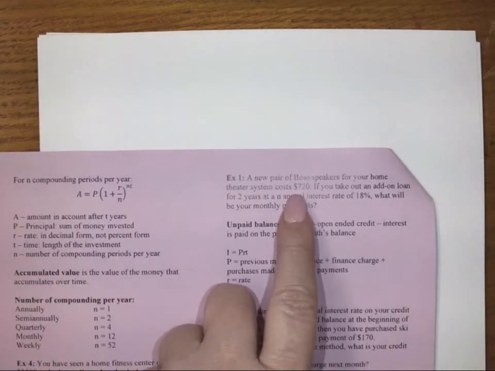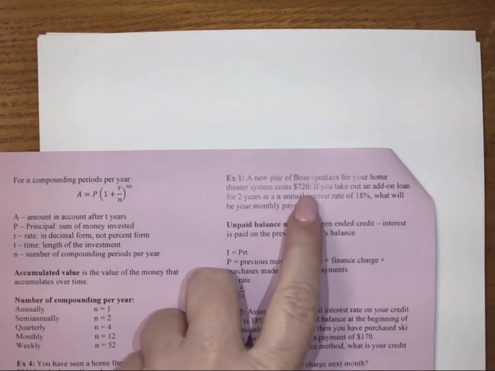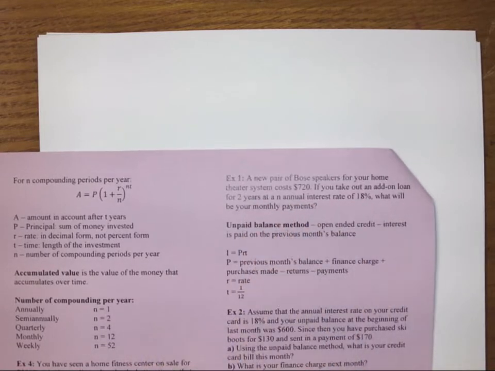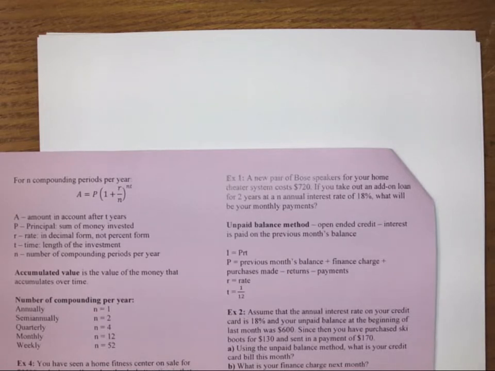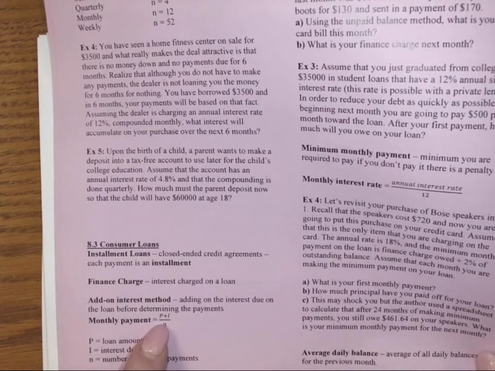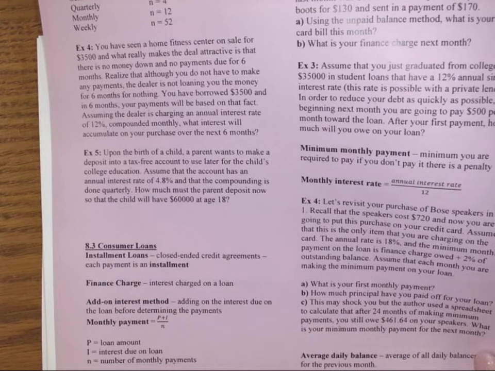So on our first loan question, we have a new pair of Bose speakers for your home theater system that cost $720. If you take out an add-on loan for 2 years at an annual interest rate of 18%, what will be your monthly payments? So this is going to be using this formula right here, where the monthly payment is equal to the principal, or the loan amount, plus the interest over the number of monthly payments.